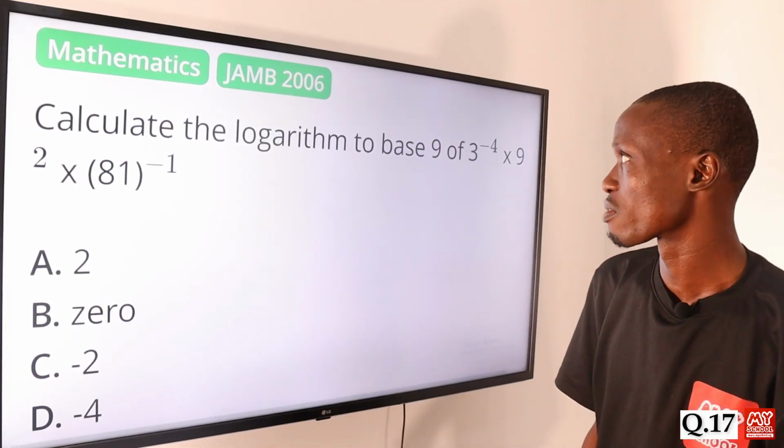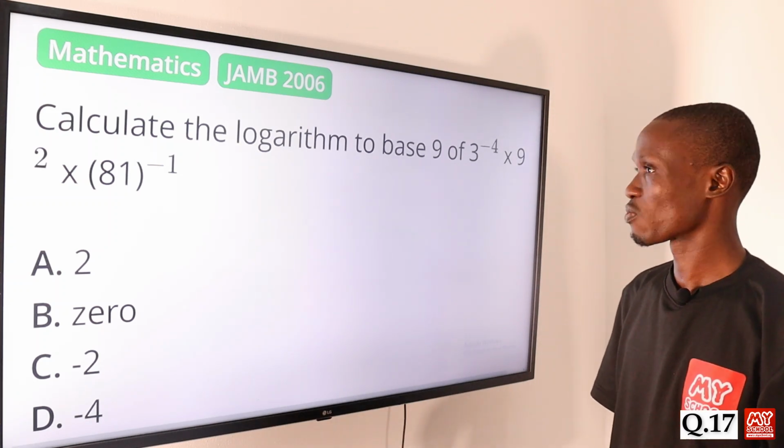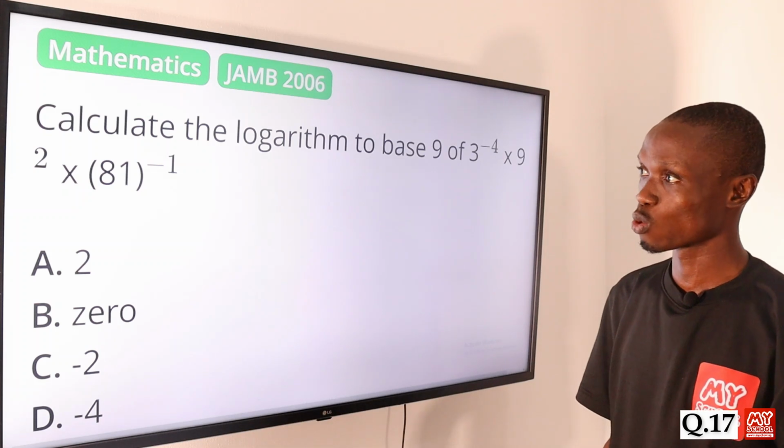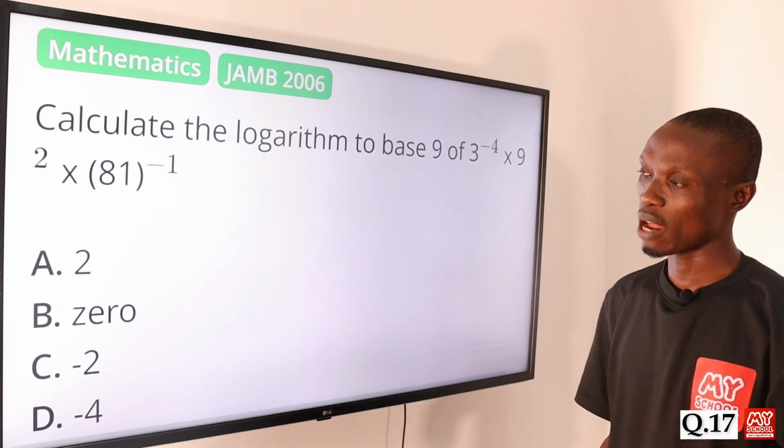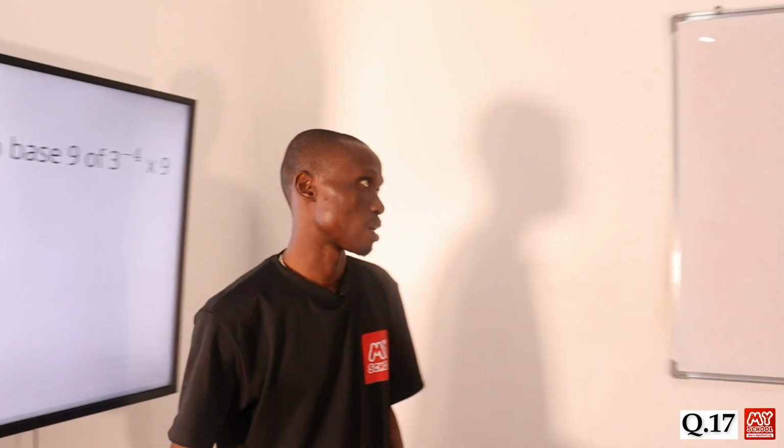1/12. Question 17. Calculate the logarithm to base 9 of 3 raised to power minus 4 times 9 raised to power 2 times 81 raised to power minus 1. So let's move over to the board to provide answer to this question.